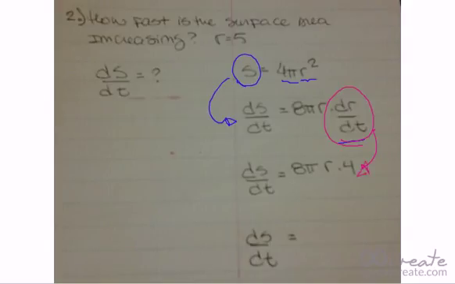We have 8 pi r. What other thing do we know? We know that r is going to be 5. So pretty much we know that the derivative of S with respect to t is going to be 8 times pi times 5 times 4. If we do that, that's going to give us 160 pi. And that is going to be the answer for our second question.